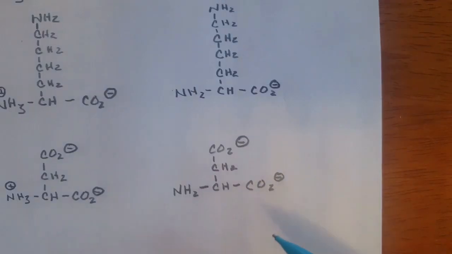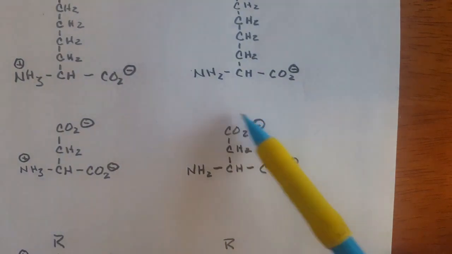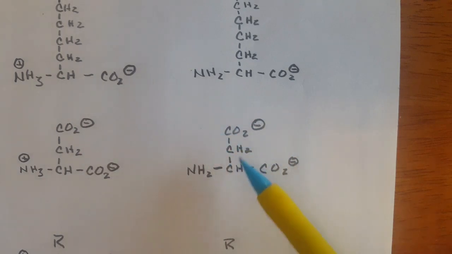Here is aspartic acid, and again we consider only the R group, which is in this area here. There's 1 carbon and 1 carboxylate.